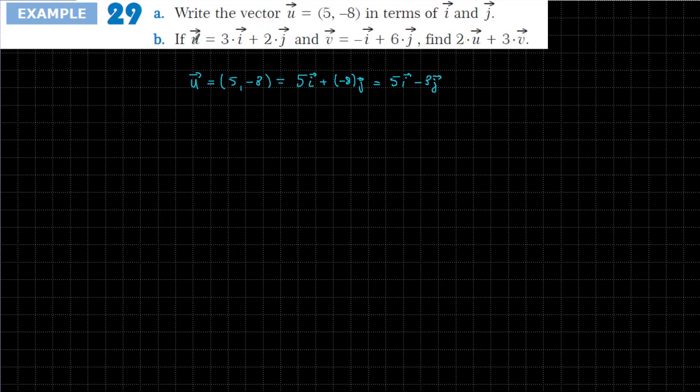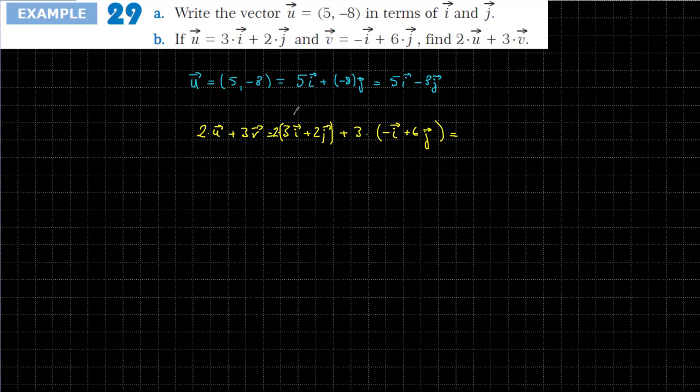here we have u vector, v vector, and we have the linear form 2u plus 3v, which I can write like this: 2 times u plus 3 times v, which can be written as 2 times (3i vector plus 2j vector) plus 3 times (minus i vector plus 6j vector).